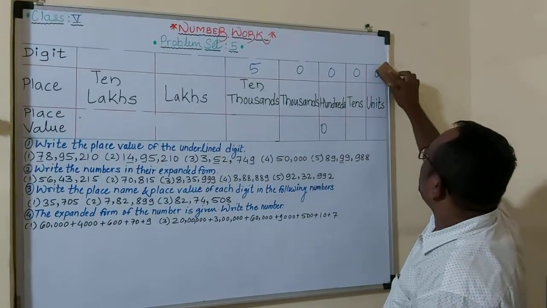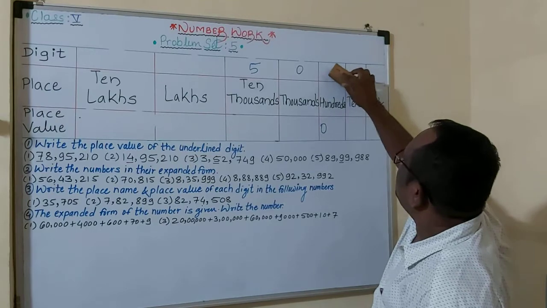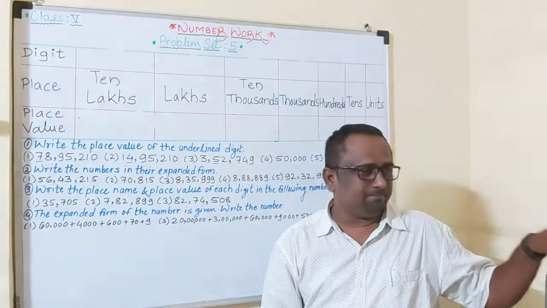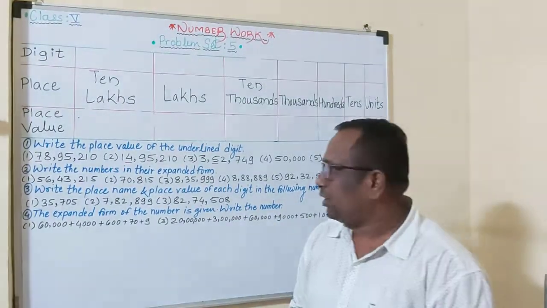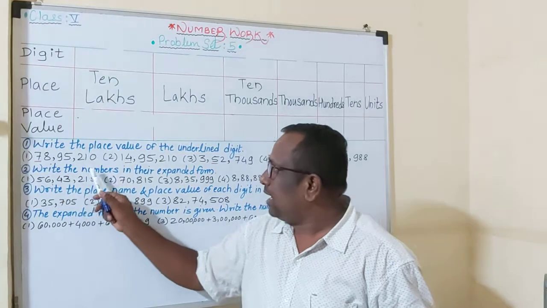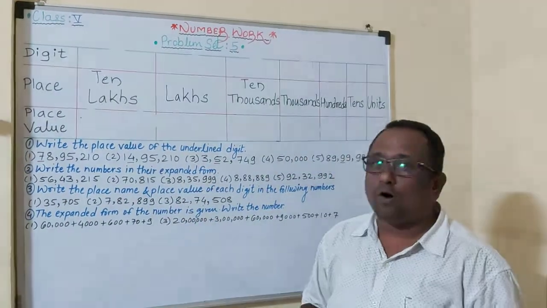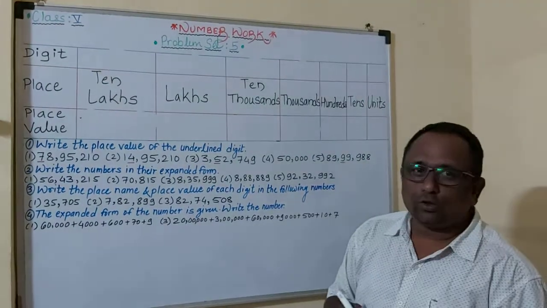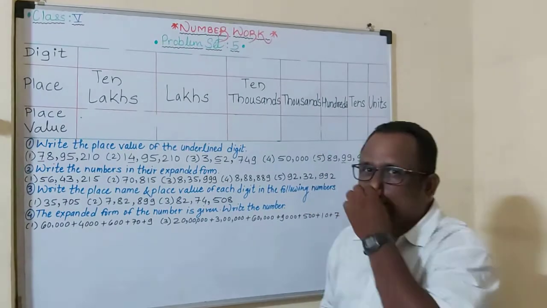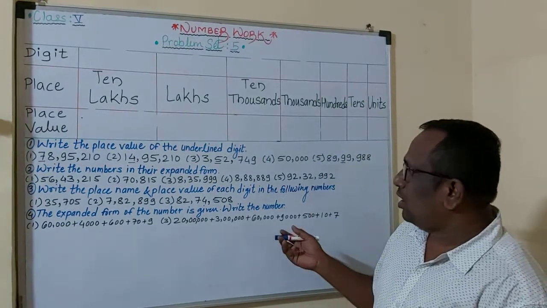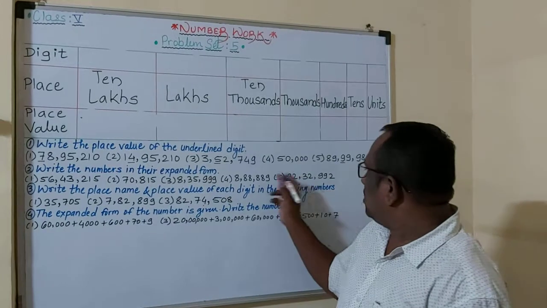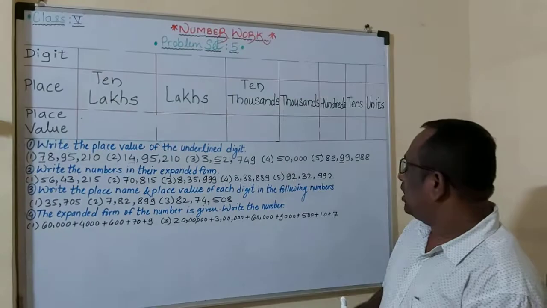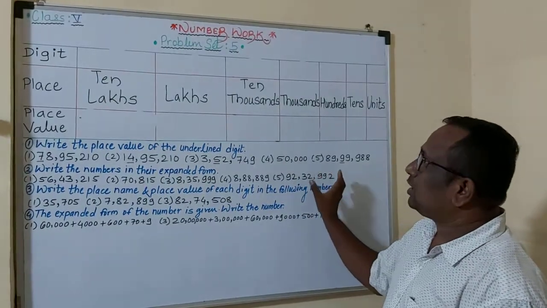For the second example, we use again our magical chart, or the khichdi chart. Actually, this is the place value chart. Now see the second example: write the numbers in their expanded form. Maybe you learned this in the previous class, I know that. Just see, we will solve only one example, this last one, the fifth one.